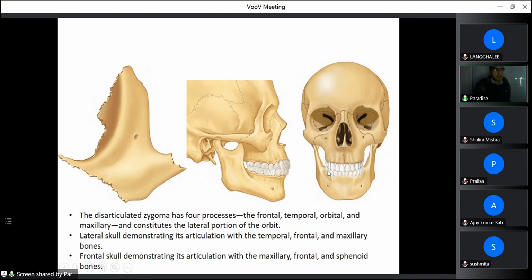In most fractures, the sphenozygomatic suture is not fractured because it is present at a deeper level. It is present within the orbit, on the lateral wall of the orbit. So this bone is not fractured most of the time. This suture is not disarticulated.